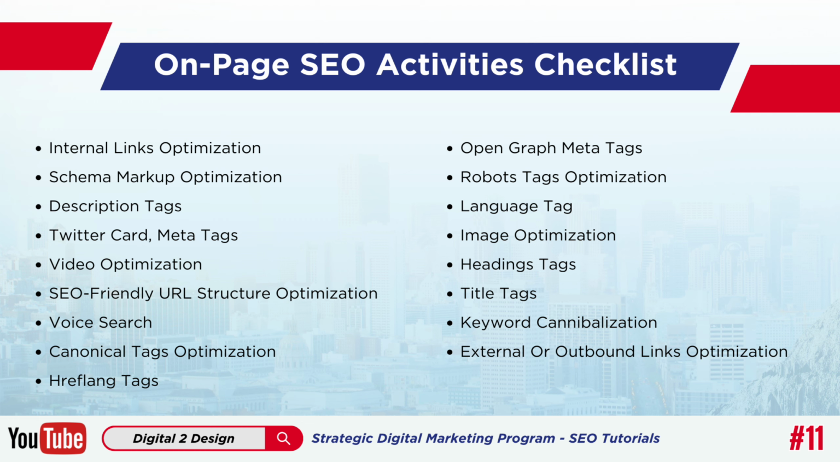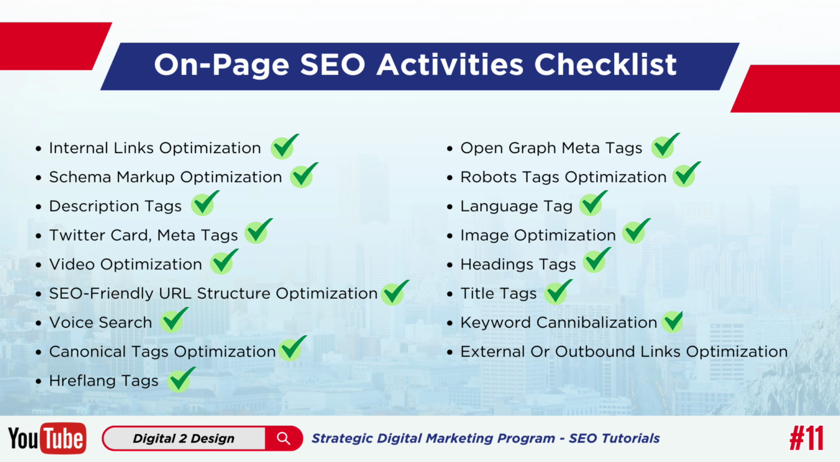If you're doing on-page SEO, you should know these 17 key checkpoints such as internal links optimization, schema markup optimization, description tags, Twitter card, meta tags, video optimization, SEO-friendly URL structure optimization, voice search, canonical tags optimization, Hreflang tags, Open Graph meta tags, robots tags optimization, language tag, image optimization, headings tags, title tags, keyword cannibalization, and finally, external or outbound links optimization. We'll explore these points in detail in upcoming videos.